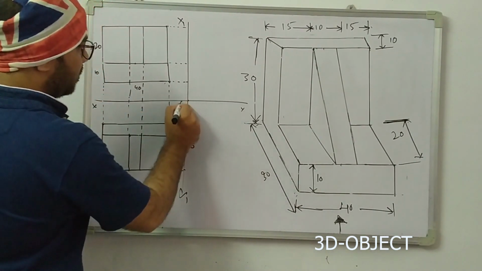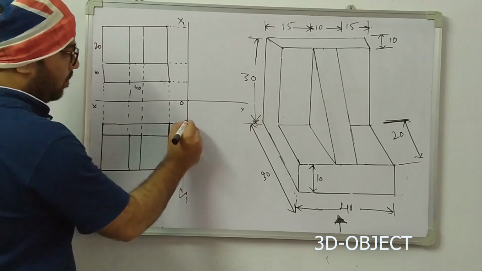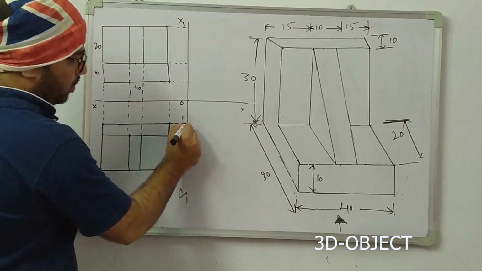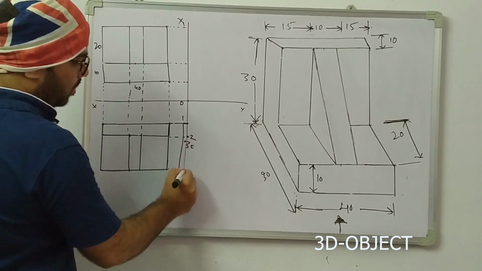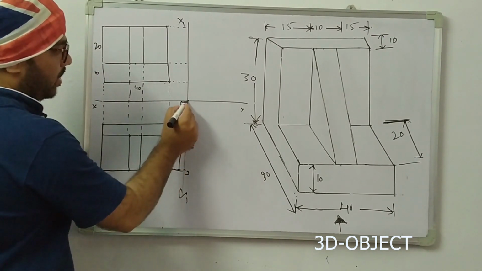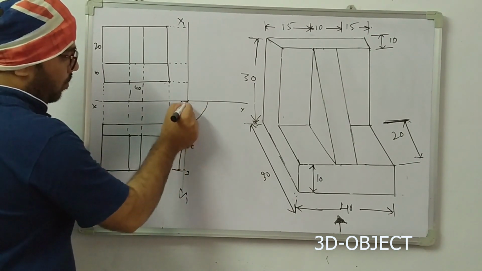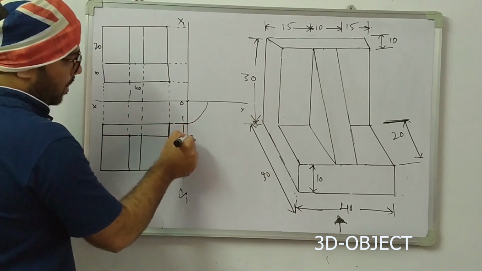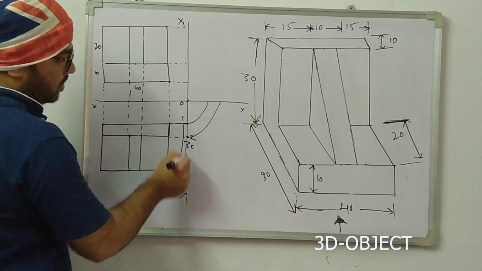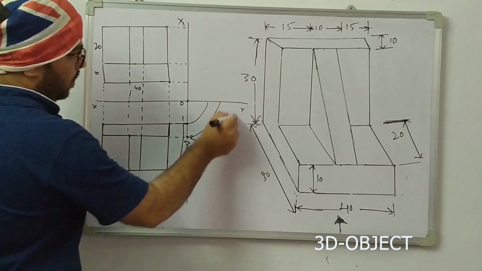Now this is my intersection point O. From here onwards, I am drawing 1. This is the first horizontal line, second horizontal line, third horizontal line. Now taking O1 distance with O as the center, cut an arc. O2 distance, O as the center, cut an arc. O3 distance, O as the center, cut an arc.